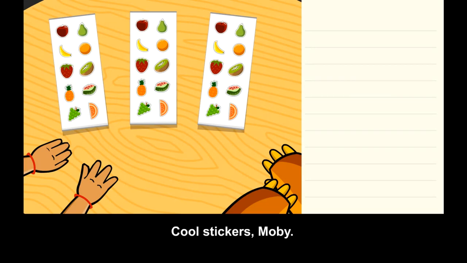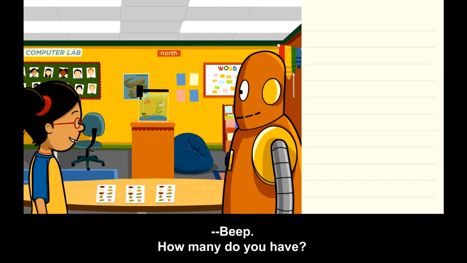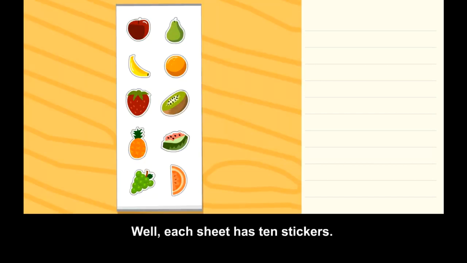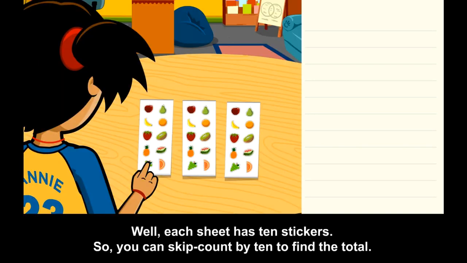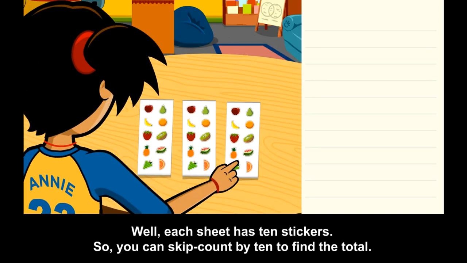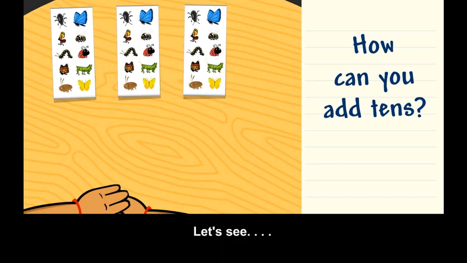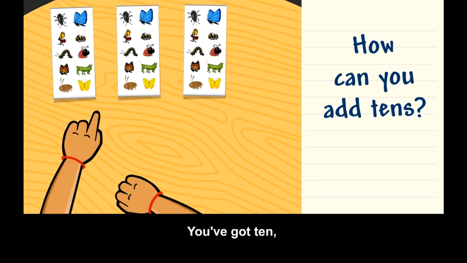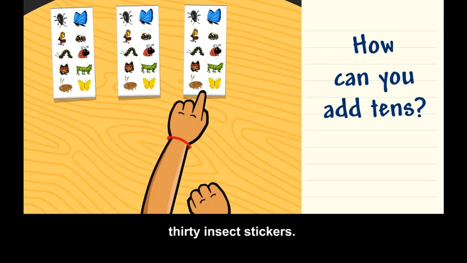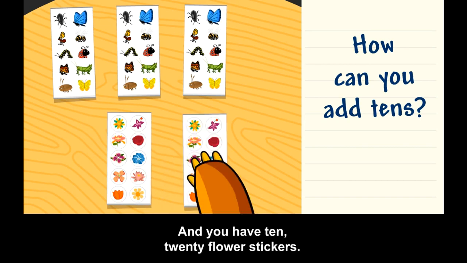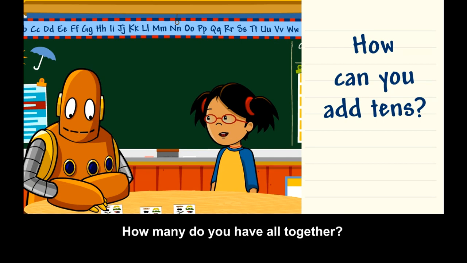Cool stickers, Moby. How many do you have? Well, each sheet has 10 stickers. So you can skip count by 10 to find the total. How can you add 10s? Let's see. You've got 10, 20, 30 insect stickers. And you have 10, 20 flower stickers. How many do you have all together?